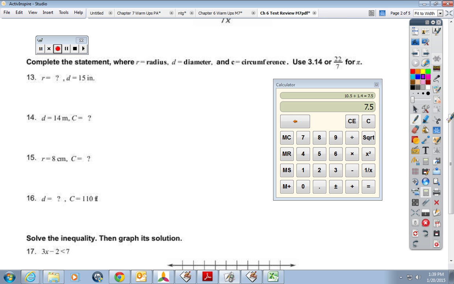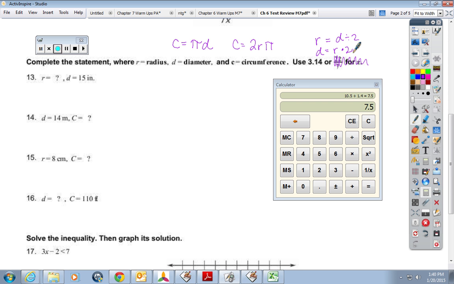Okay, so we know that our two formulas are either circumference equals pi times the diameter, or circumference equals 2 times the radius times pi. We know that the radius is the diameter divided by 2, or we know the diameter is the radius times 2. And that's how they're related.